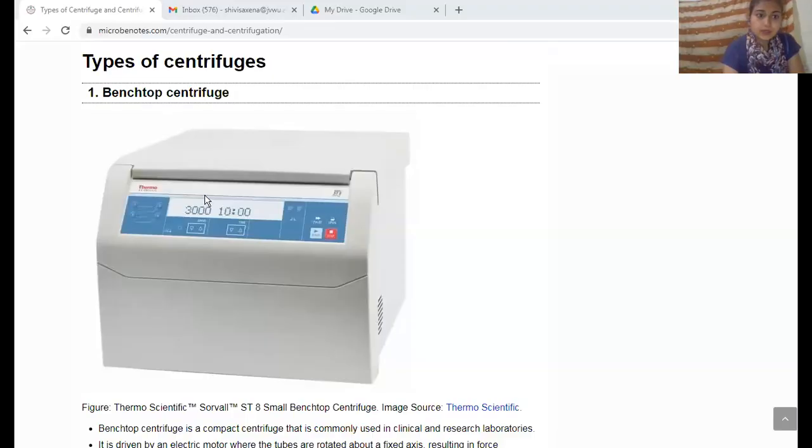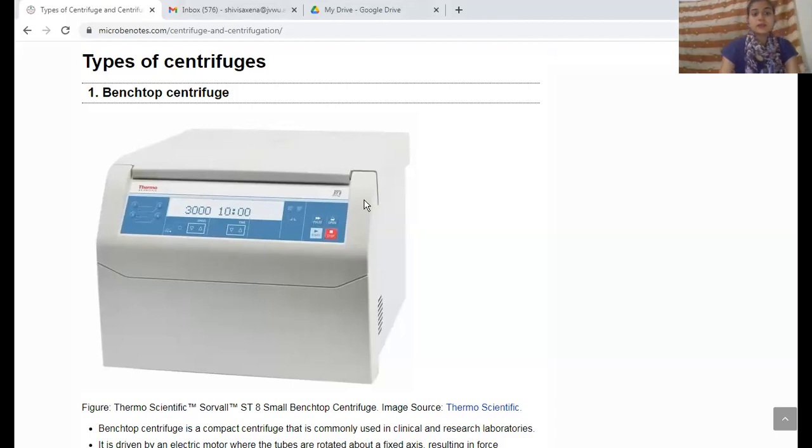So, the images. This is a benchtop centrifuge.